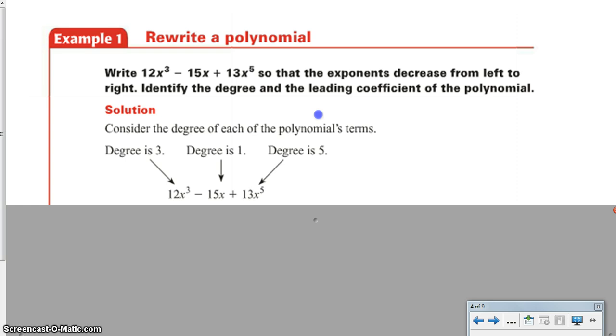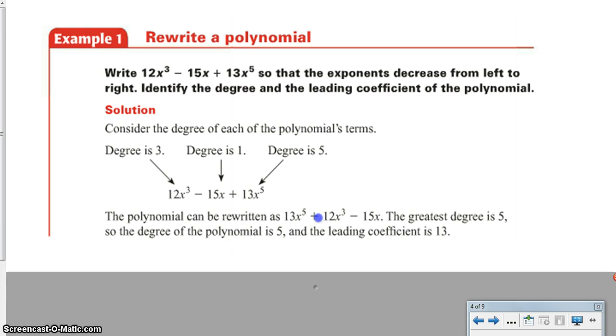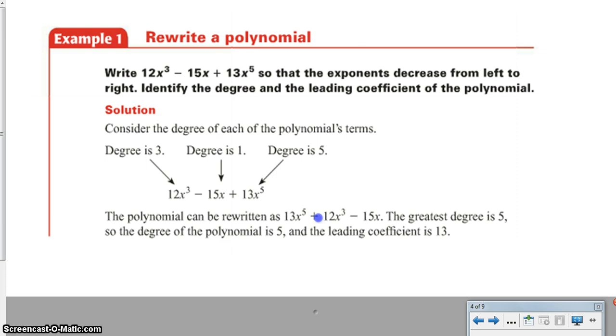Did you look at the degrees? Which one has the greatest degree? That's right, 13x to the fifth. So it is rewritten as 13x to the fifth plus 12x to the third minus 15x. The greatest degree is 5, so the degree of the polynomial is 5, and the leading coefficient is 13.